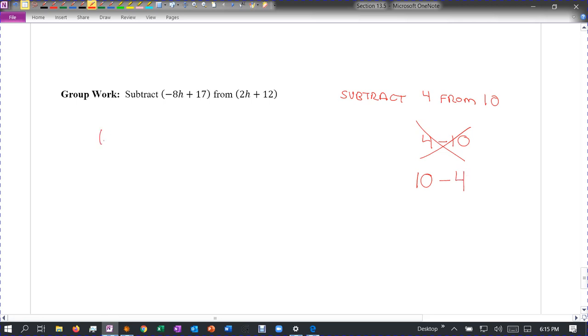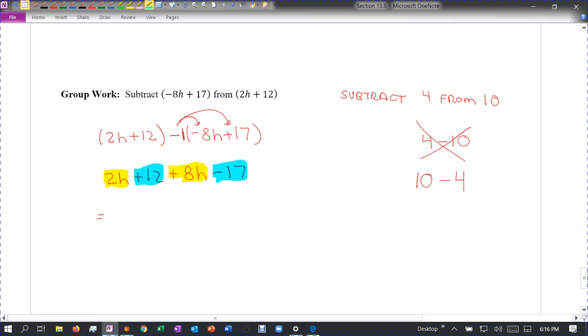So when we read this, we really want to write down 2h plus 12, take away from that negative h plus 17. And now to do this subtraction, we have to look at this as a negative 1, and we have to distribute it through. So we'll have 2h plus 12 plus 8h minus 17. Now we have like terms, 2h and 8h, and we also have 12 take away 17. So that should give us 10h, and then 12 take away 17 is negative 5, so 10h minus 5.